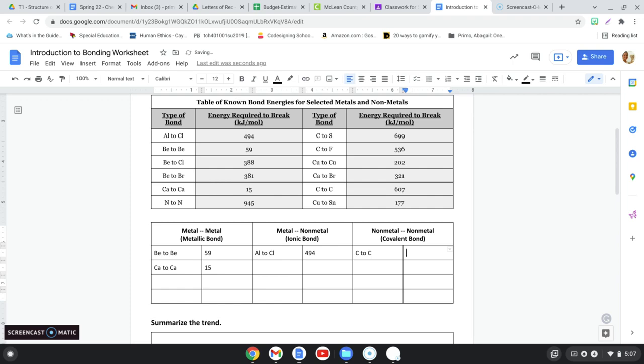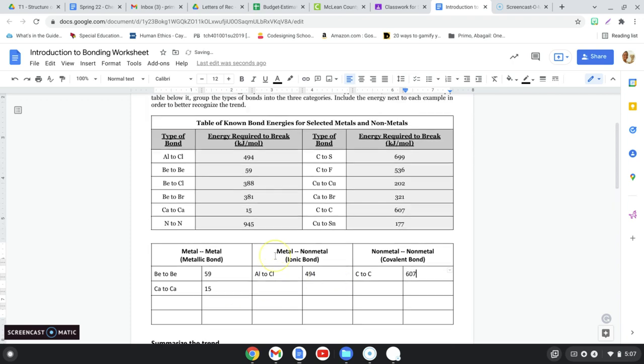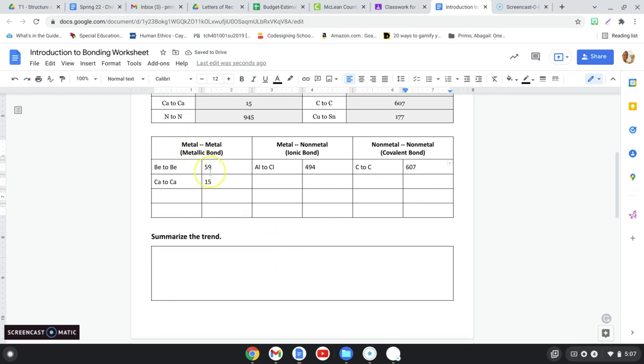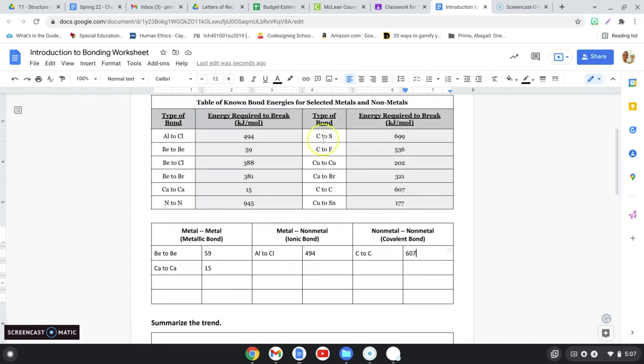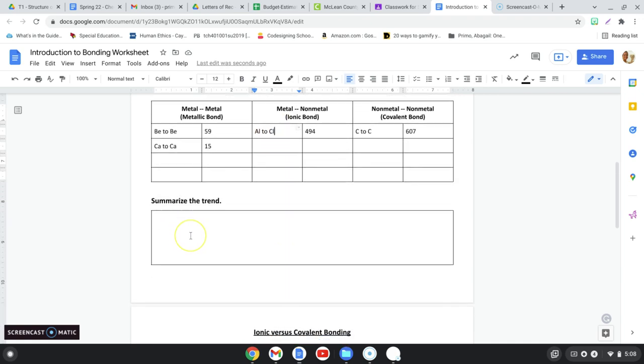And what I wanted you to notice here when you're summarizing the trend is basically metal to metal bonds are the weakest. Metal to non-metal bonds are in the middle, and then non-metal to non-metal are going to be the strongest. I'm going to let you go through the rest of these and see which ones are metals, non-metals, and where they would go. But what you were supposed to do is write the two elements in this column with the numbers next to it. So if you didn't do that, you might want to go back and do that. Type the trend down here.